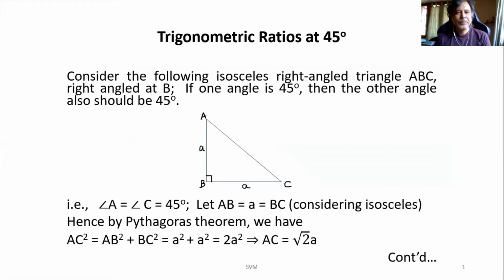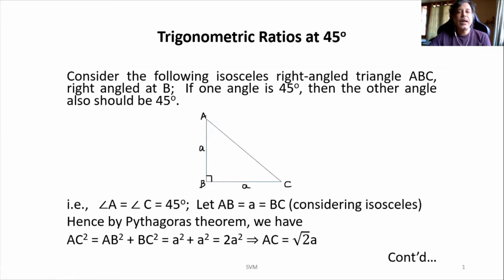Hello everyone. So in this video, we'll see what will be the trigonometric ratios if the angle is 45 degrees, right? So now let us consider an isosceles right angled triangle. So here we have this ABC, right angled triangle, right angled at angle B, right?